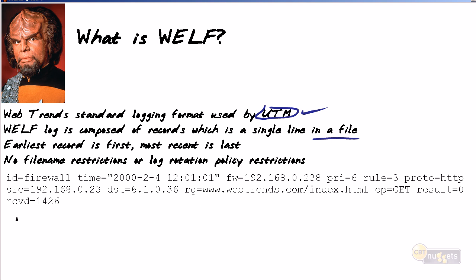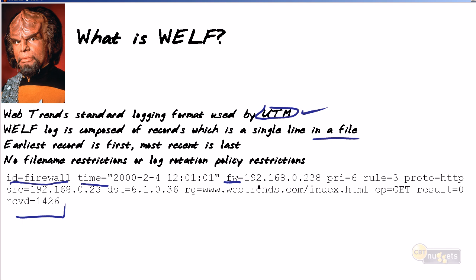And down here you can see an example of a WELF log. So UTM supports the WELF standard. Some of the fields here are like the ID field, which is the record identifier, which is firewall. We have the date and time in the time field. Pretty old date here. FW is the firewall IP address or the name.